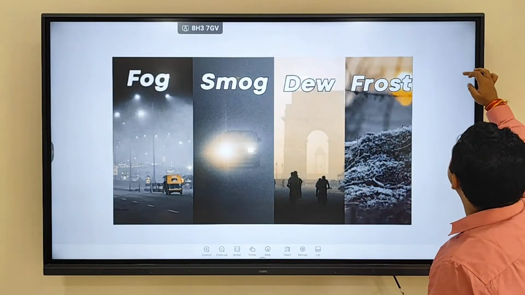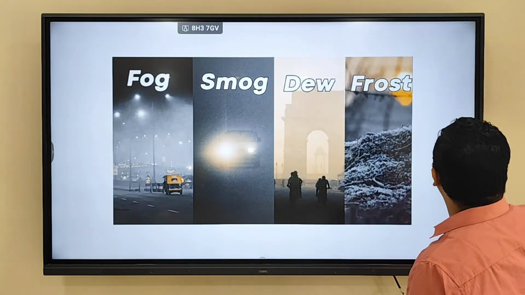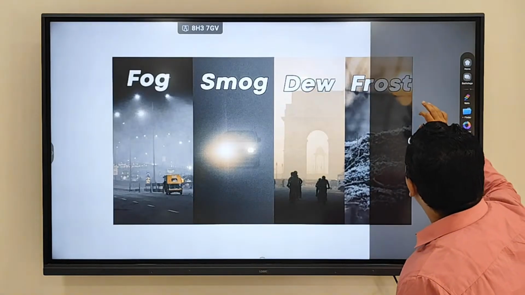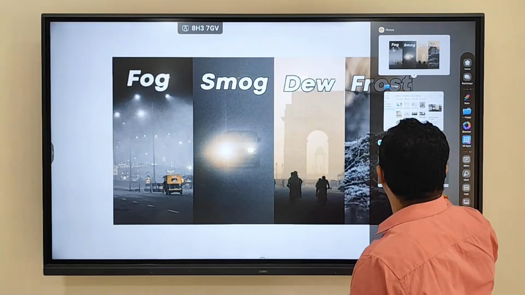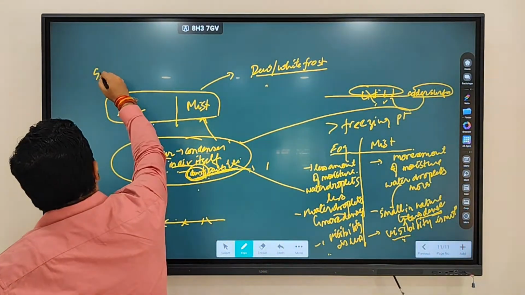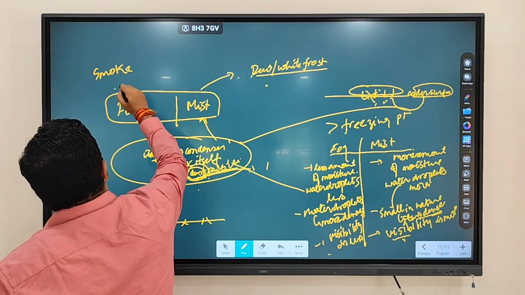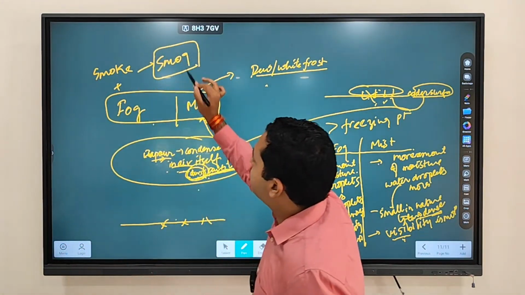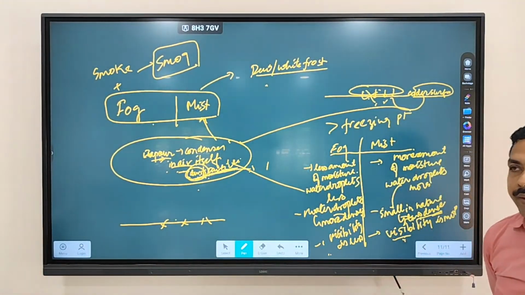So what happens in smog is when smoke and fog mix together. When you have smoke and fog mixing together, it is going to form smog. Clear?